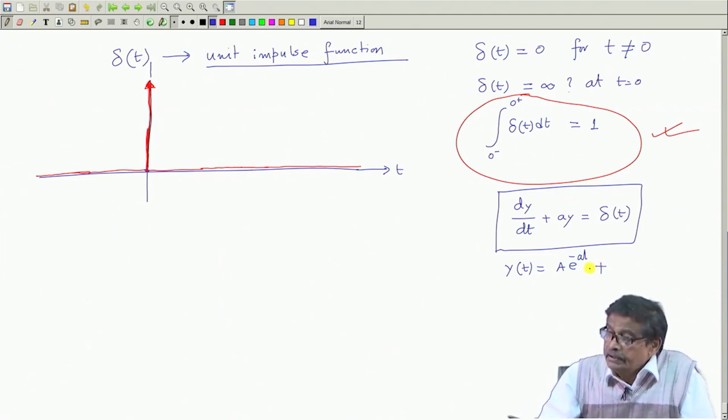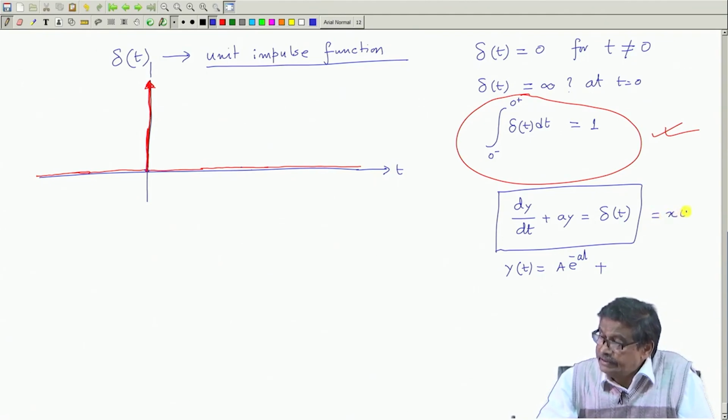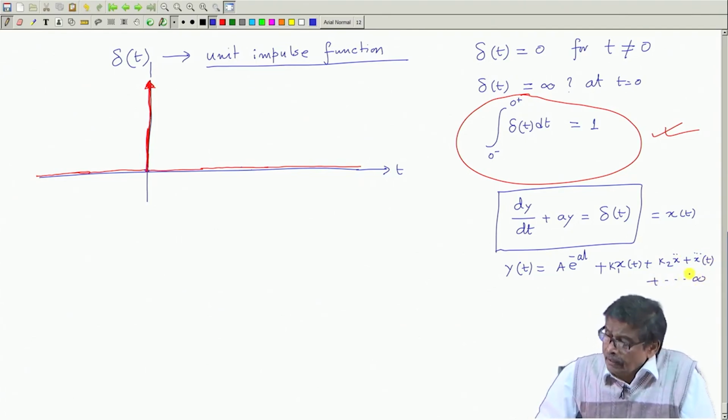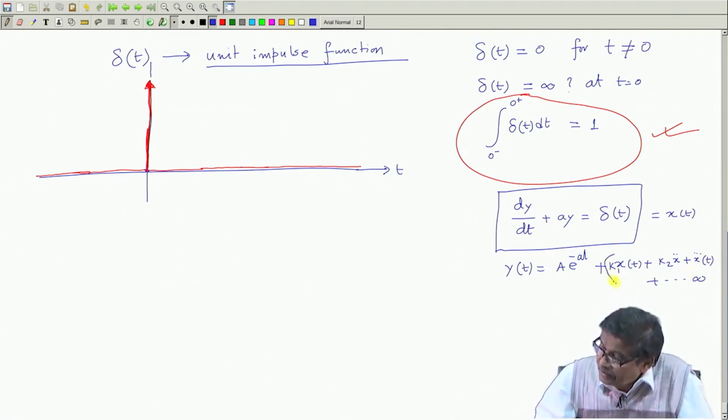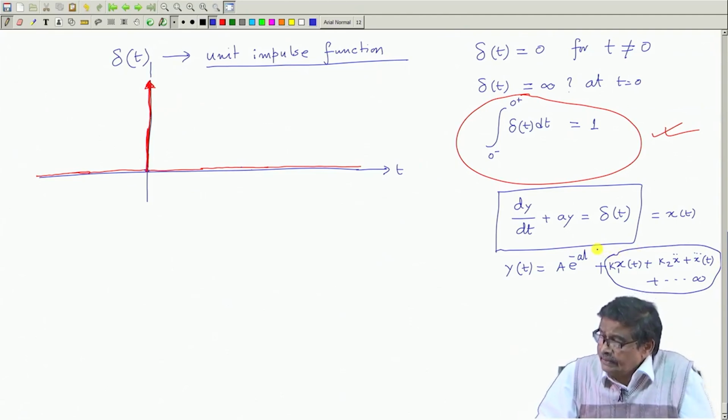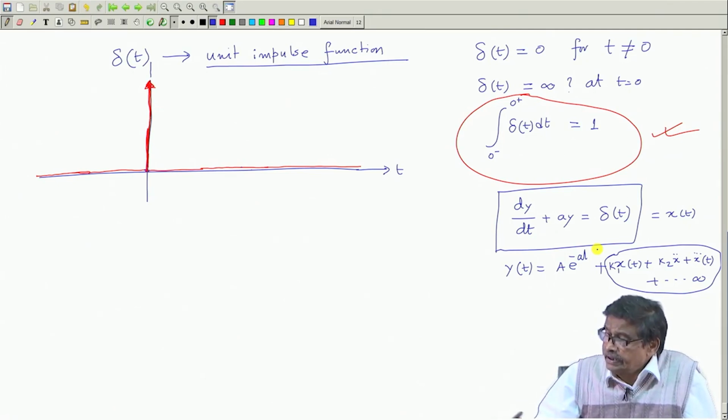I was earlier telling that if the right hand side is x t, then the solution will be a linear combination of x t and its higher order derivatives, up to infinity. But in this case it will not be like that. This part is applicable only to reasonable functions whose derivatives exist at different values of time, because it is a linear combination of the function and its higher order derivatives.